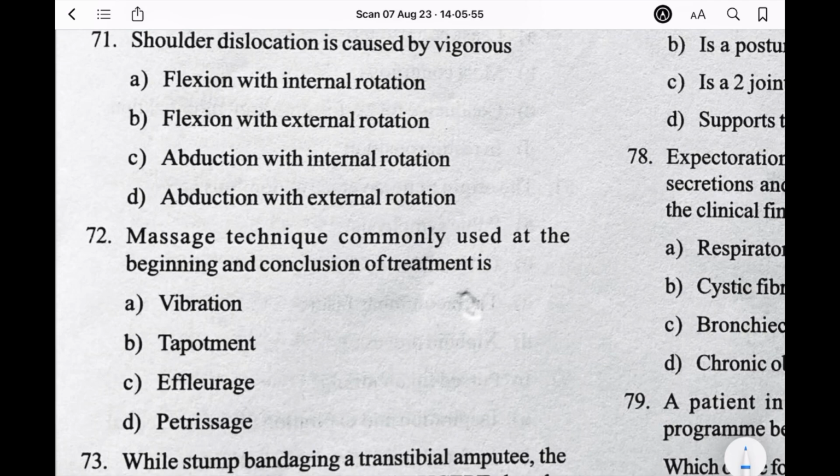Question number 71. Shoulder dislocation is caused by vigorous. Options are flexion with internal rotation, flexion with external rotation, abduction with internal rotation, and abduction with external rotation. So the correct answer is abduction with external rotation.